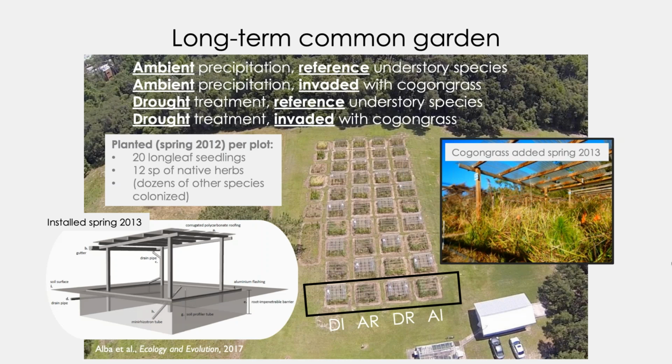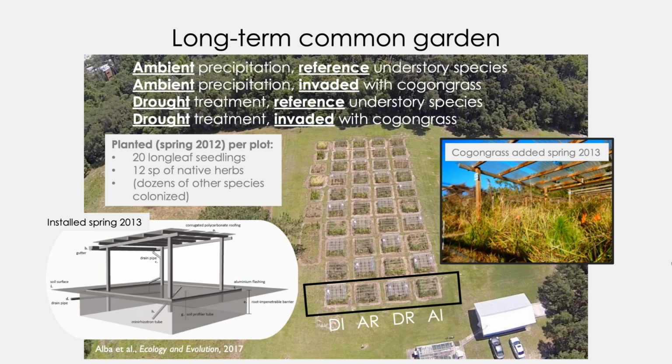One year later, after the native species were well established, we added rainout shelters in early spring 2013. You can see the diagram of the shelters there. They have polycarbonate roofing that's light permeable. We have aboveground aluminum flashing to prevent overland flow of water, and an in-ground barrier to prevent subsurface flow of water. We have a gutter and drain system to take the water off site. Two months later, we added Kogan grass to the invaded plots from an on-site population.